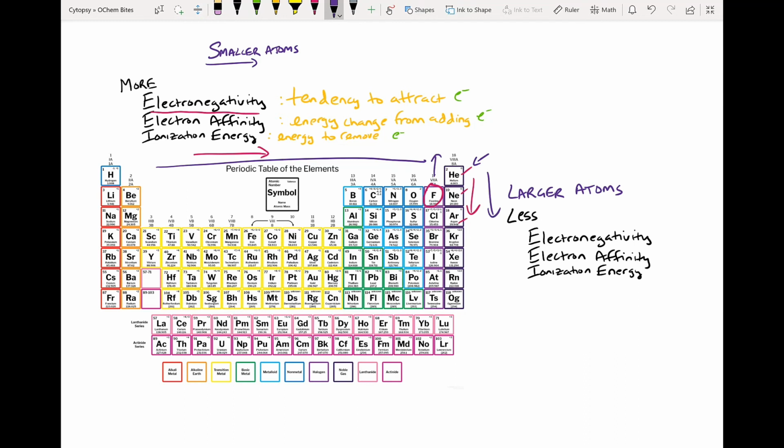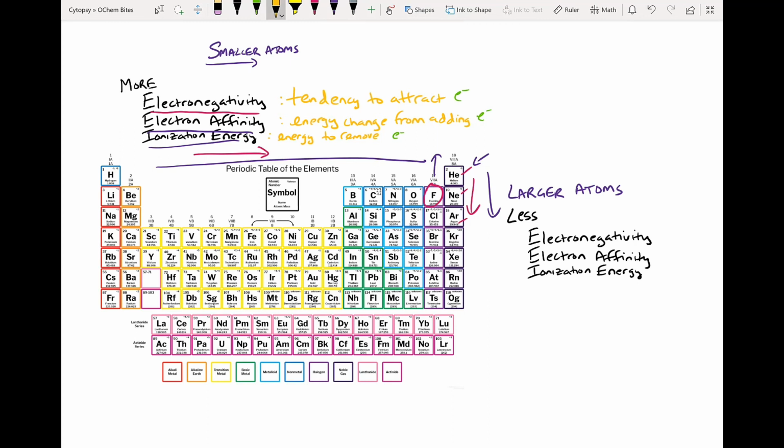Electron affinity is the energy change when you add an electron to a gaseous atom. And in this case, electron affinity also follows the same trend because of Z effective nuclear charge. And then there's ionization energy, which is the energy that it takes to remove an electron from an element. Fluorine, again, has a really high ionization energy because it has a lot of Z effective nuclear charge.